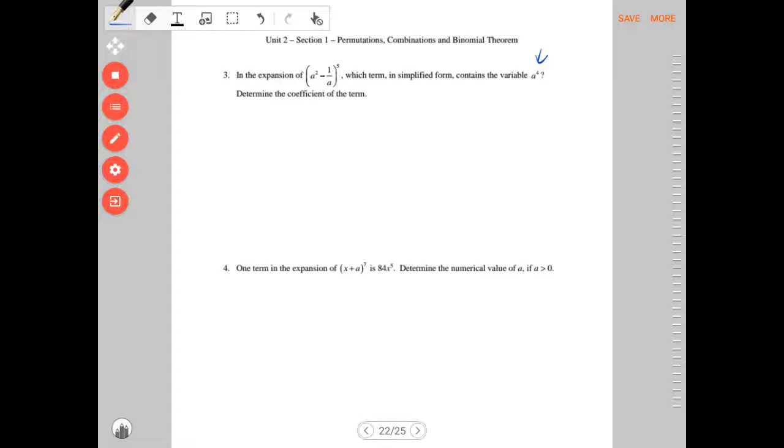The first thing we have to notice is, look, there are a's in the first chunk and then there's a's in the second chunk. And the a's in the first chunk are in the numerator, the a's in the second chunk are in the denominator.